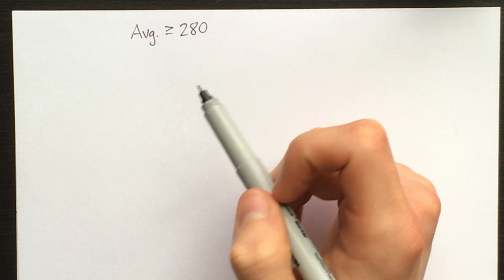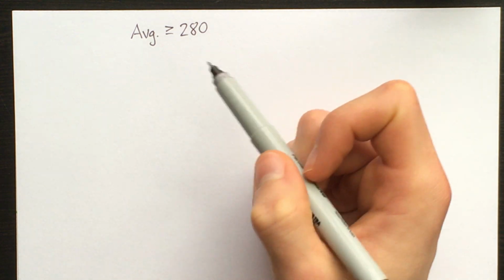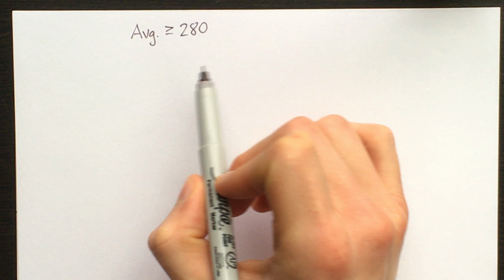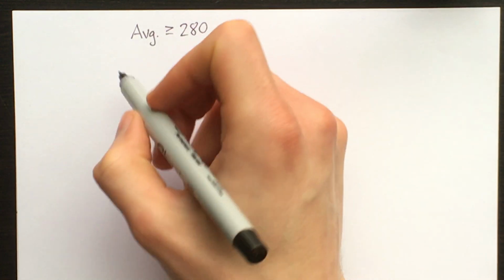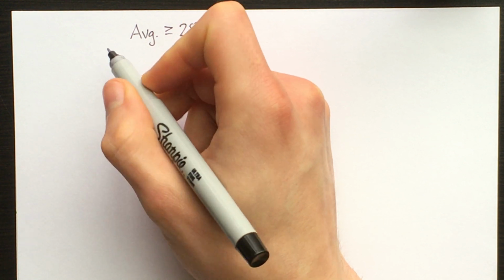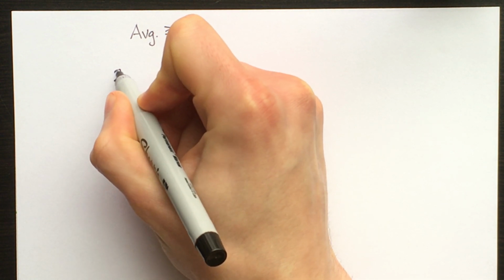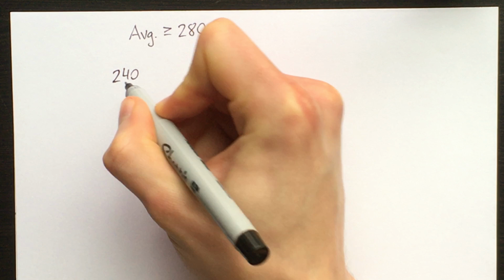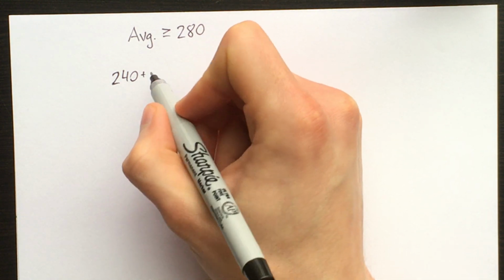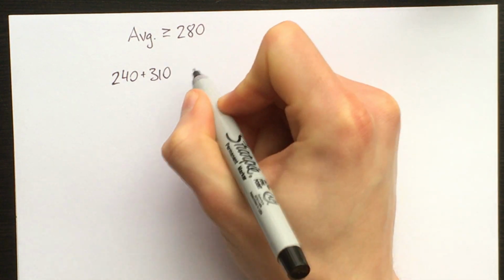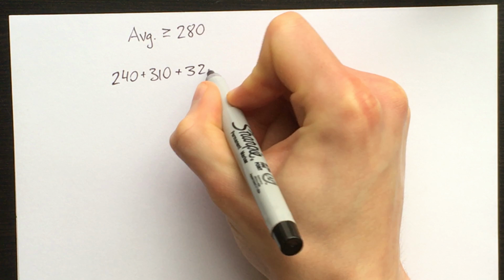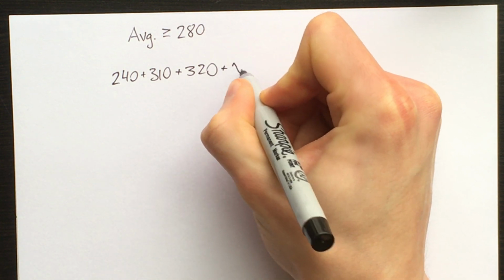Well, let's start with understanding how we can express an average, right? The average is when you take however many points you have and divide by the number of points. So in this case you'd have the sum of your values over the number of values, right? So 240 plus 310, he biked on the second week, plus 320, and now you just do plus X, right?